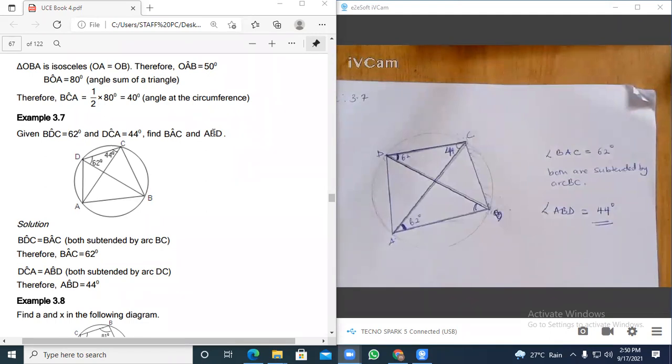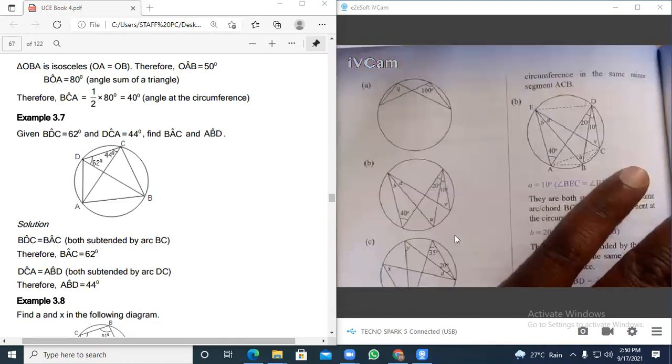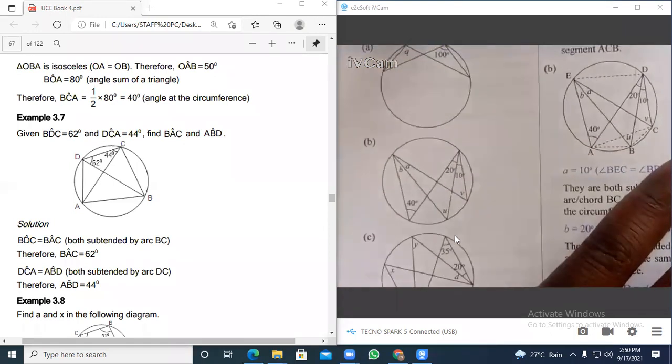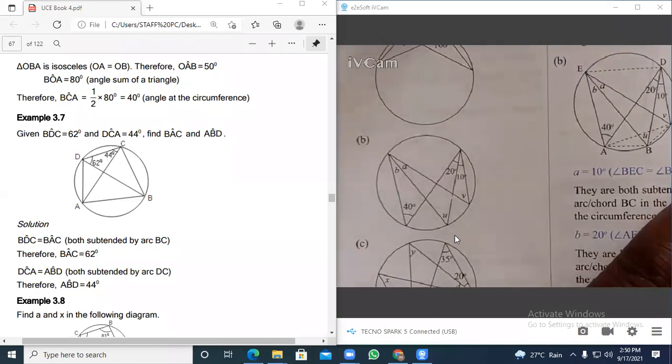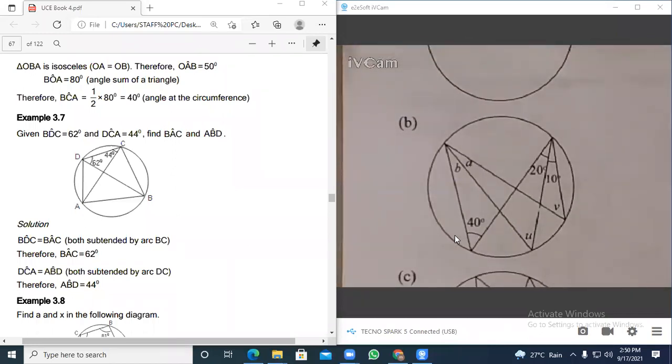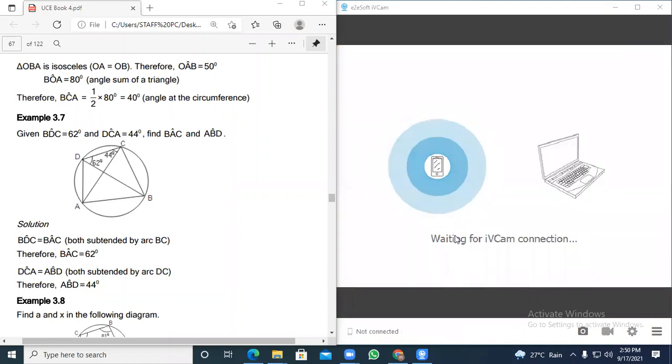Any other question? Members, do you have any other question? Come on, look at this question which is here. Look at part B. Are you seeing part B? Members, are you seeing part B? Should I zoom in again so you see it clearly there? Okay, so now part B.